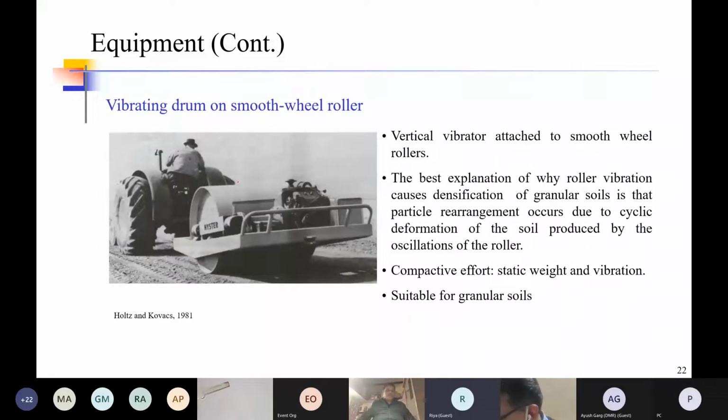Then you have a vibrating drum roller. We have seen the smooth drum roller. In there itself, you get a vibrating component installed inside the wheel. That creates the vibrating action. So it makes the smooth drum roller more efficient by adding a vibration component. Again, these are suitable for granular soils.